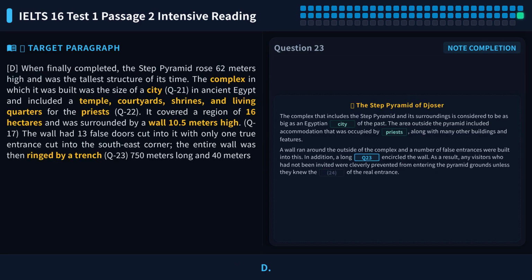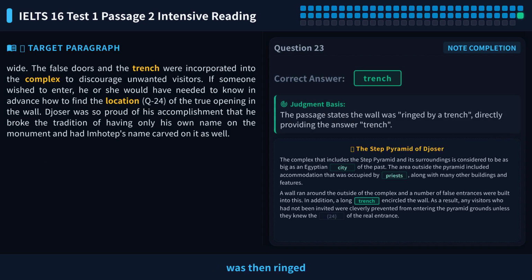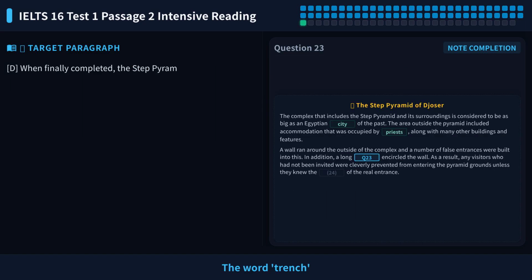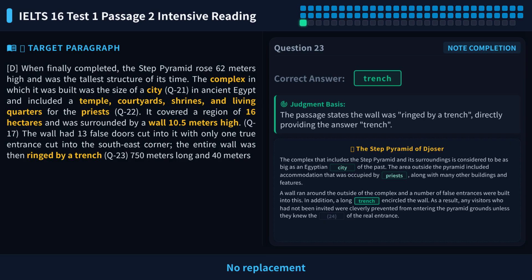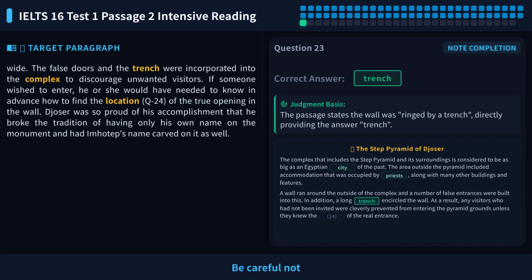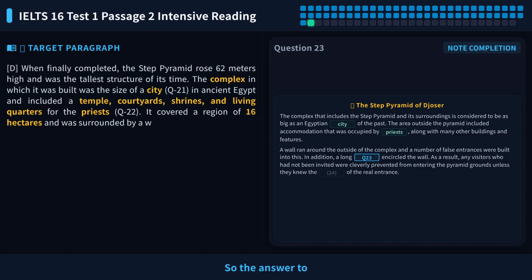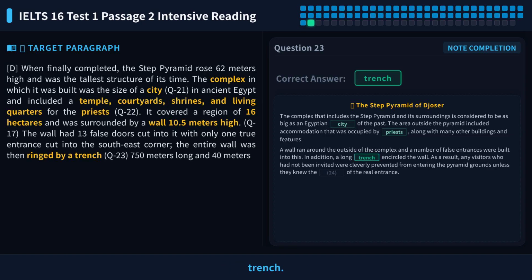Let's locate paragraph D. Look at this sentence. The entire wall was then ringed by a trench 750 meters long and 40 meters wide. The keyword trench appears here. The word trench is directly given in the original text. No replacement is needed. Be careful not to write ditch or moat. The passage uses the specific word trench. So the answer to question 23 is trench.